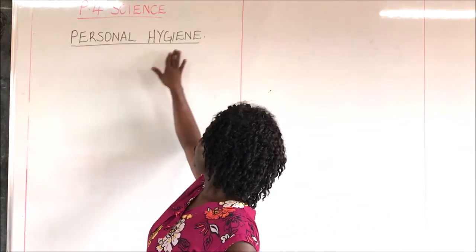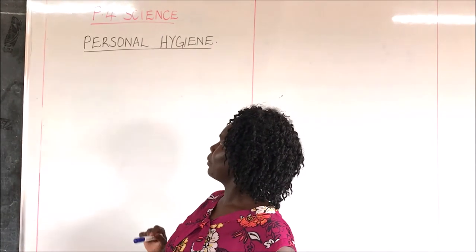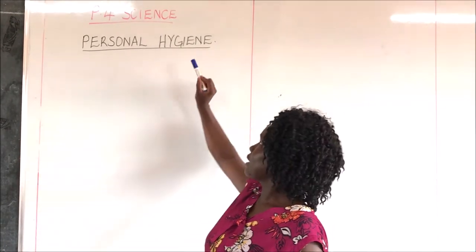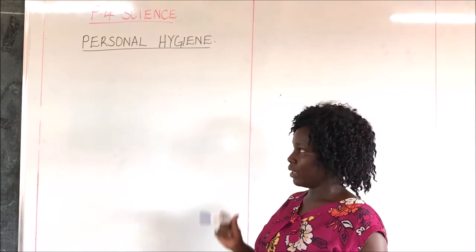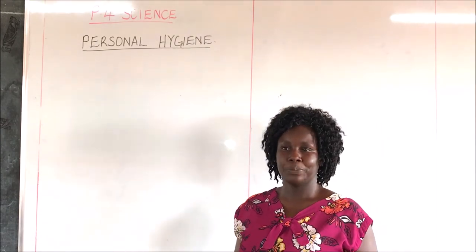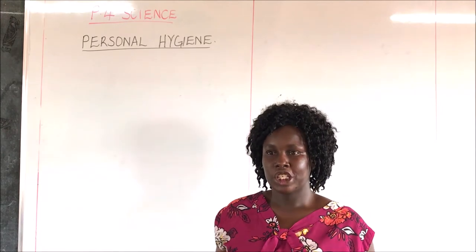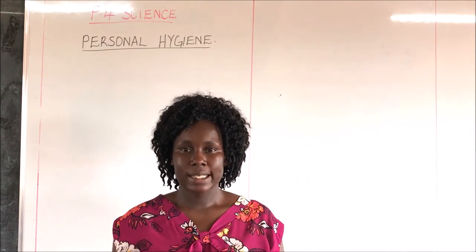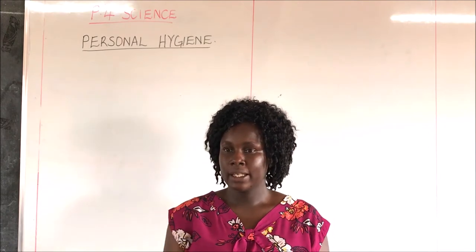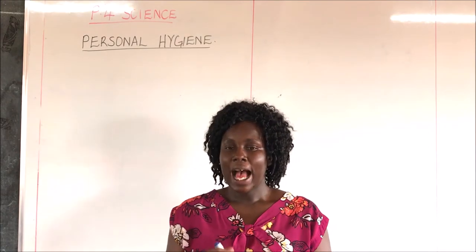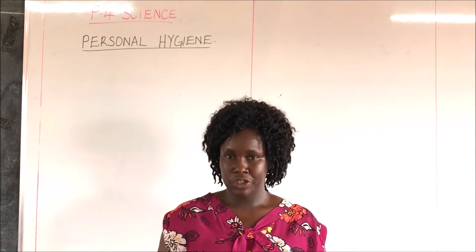Now we have personal hygiene. Look at the word personal, make sure you spell it properly. Look at hygiene. Some of you tend to leave out the I. Look at the word properly. Now what is personal hygiene? Personal hygiene is the general cleanliness of your body or my body, and the things I use.